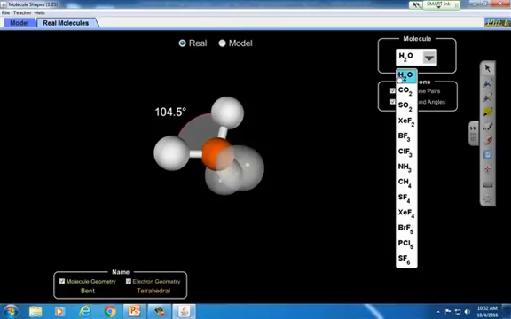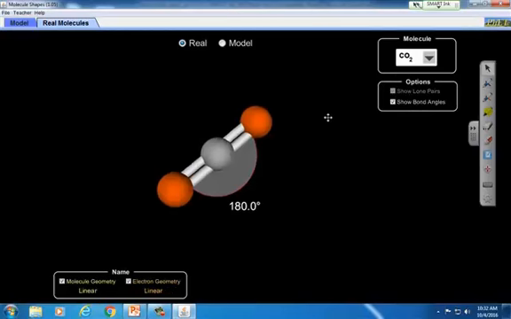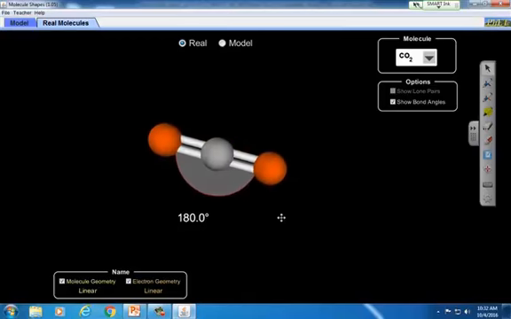Right, so there's water. You can look at CO2. CO2 is linear, right, because there's only 2 electron domains. No lone pairs to push those electron domains into an angle. So when I have no lone pairs on my central atom, I just need to look at how many electron domains there are. If it's 2, it'll be linear.